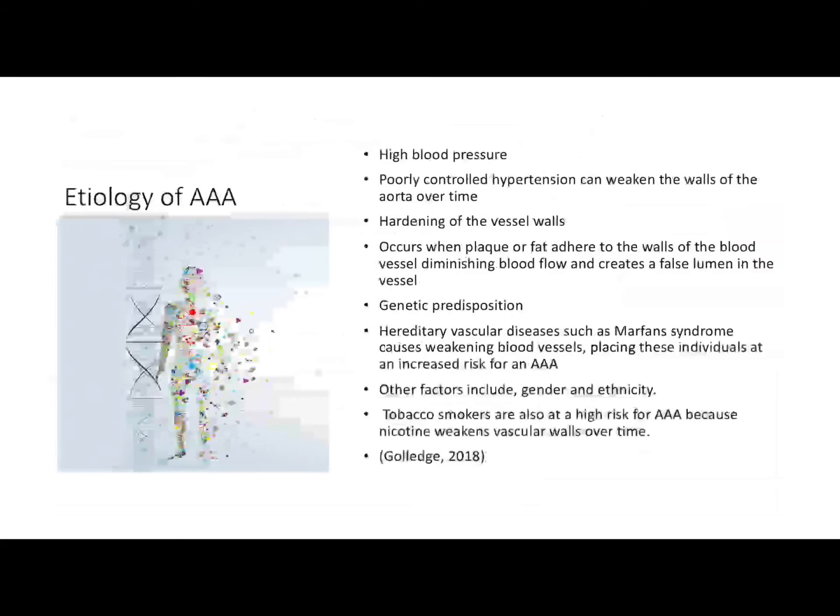Genetic predisposition. Hereditary vascular diseases such as Marfan syndrome cause weakening blood vessels, placing these individuals at an increased risk for a AAA. Other factors include gender and ethnicity. Tobacco smokers are also at a higher risk for a AAA because nicotine weakens the vascular system walls over time.